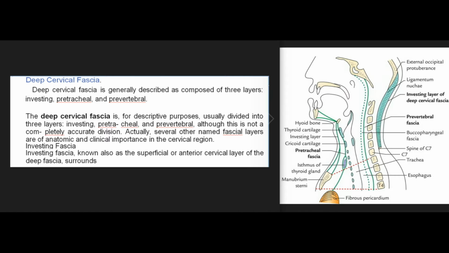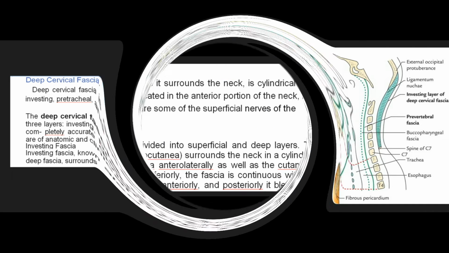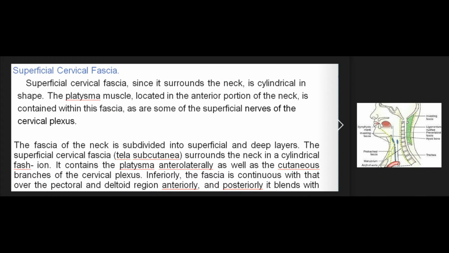Investing fascia, known also as the superficial or anterior cervical layer of the deep fascia, surrounds the neck and is therefore cylindrical in shape. The platysma muscle, located in the anterior portion of the neck, is contained within this fascia, as are some of the superficial nerves of the cervical plexus.